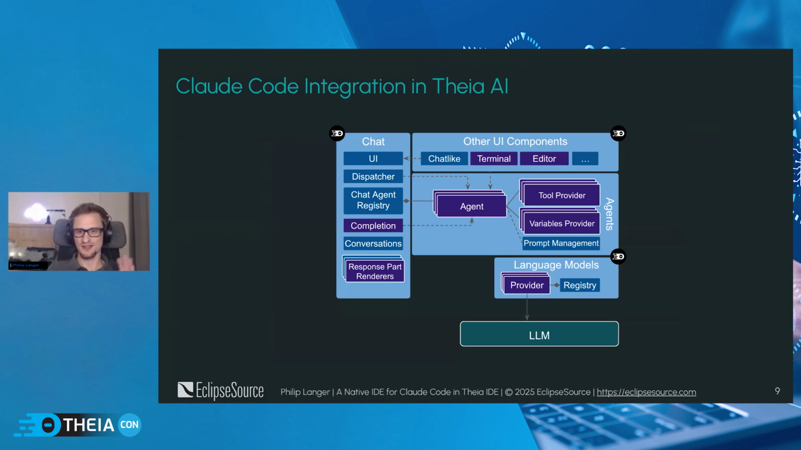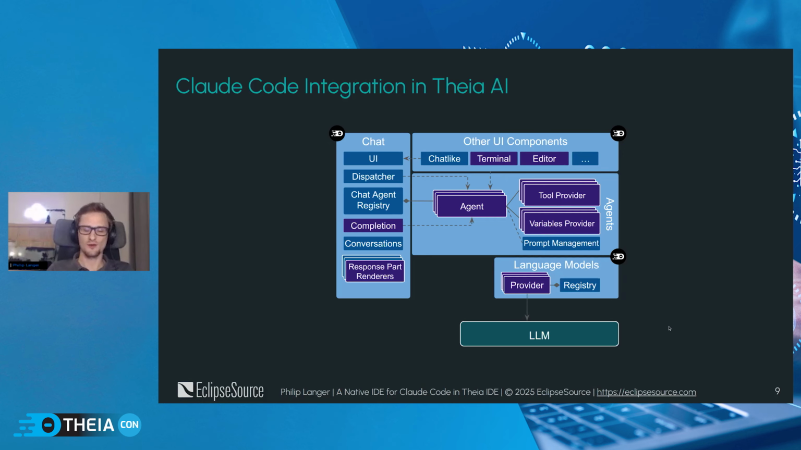So this is basically the main architecture of Theia AI, where we have the generic chat integration in Theia. We have all of the other components in Theia, and then there is an agents area where you can basically add your own agents that can talk to your own tools, that can pull context from your own variables, and that can render specific UI. So that's the basic Theia AI functionality. And these agents usually talk through a language model provider interface to the language model.